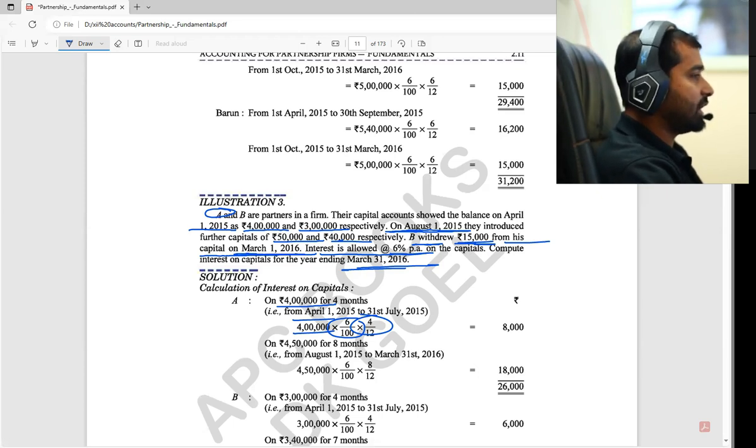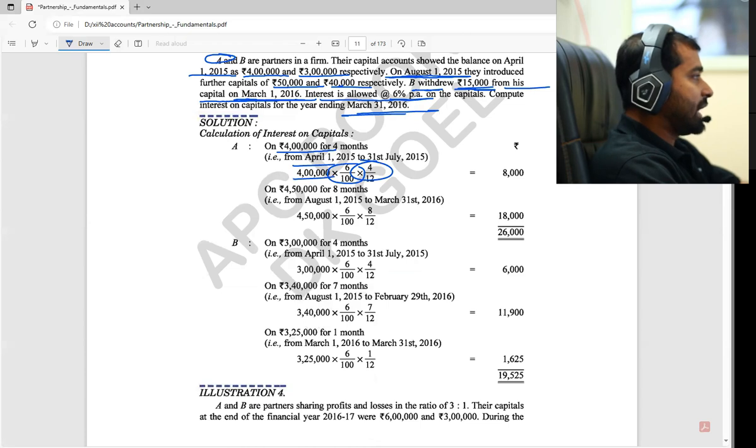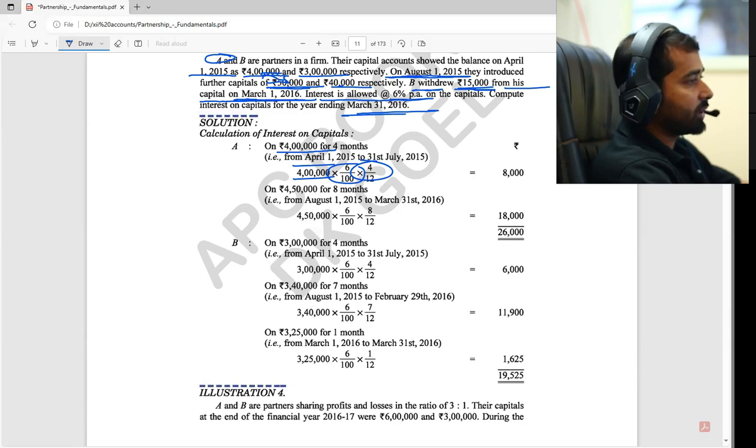Now see here. I will not give it yet, just check once. After that, I will give time to write it. 3 lakh again up to 1st August, that means again 4 months. They introduced further capital of 50,000, so now A's capital becomes 4 lakh 50,000. For how many months? From August to February end, because March 1 the withdrawal was done.